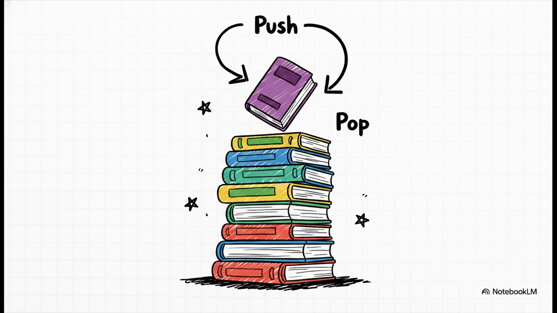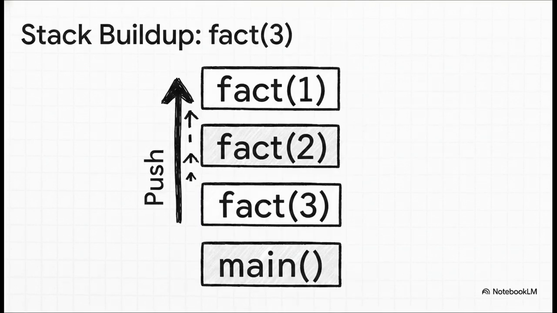The last one you put on is always the first one you take off. This is what we call a last in, first out, or LIFO system. So let's trace this with a classic example, factorial. When main calls factorial 3, a little workspace for factorial 3 gets placed, or pushed, onto our stack.